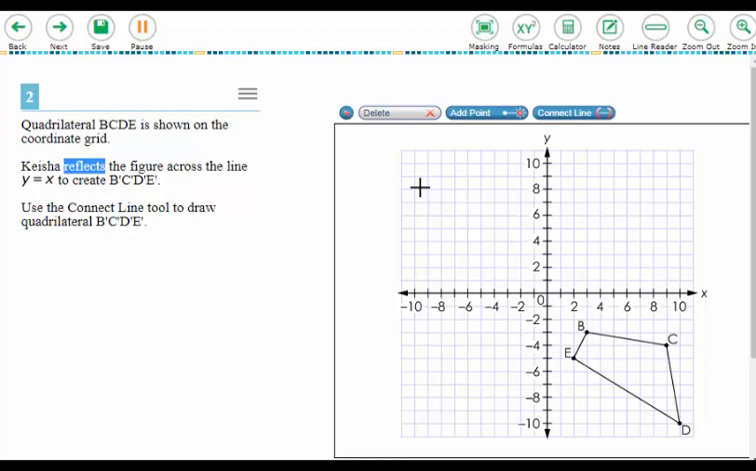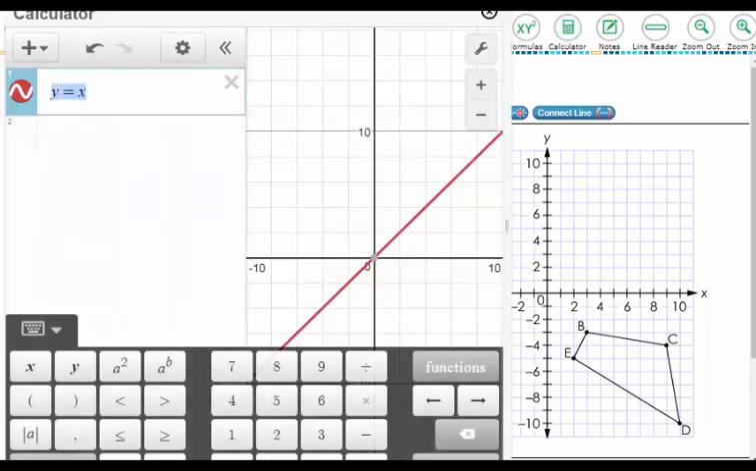For y equals x, if you compare it to y equals mx plus b, you know that we have a slope of 1. The y-intercept is 0 because there's nothing at the end. But let's say you need a little help with graphing lines. It's been a while since you've done it.